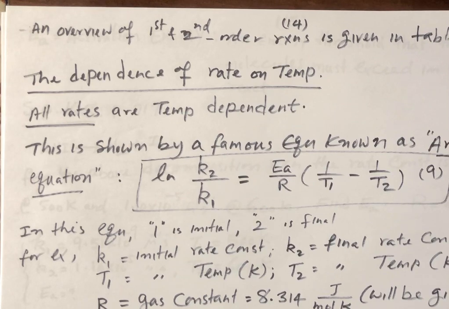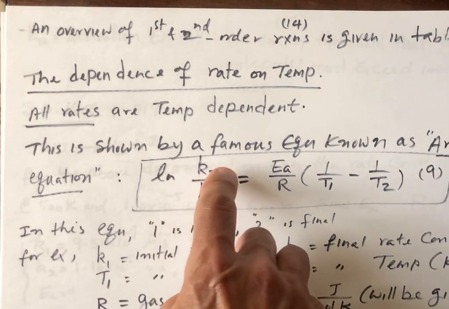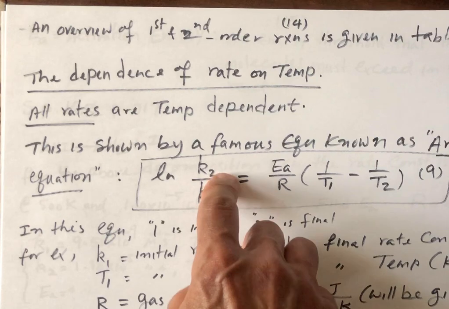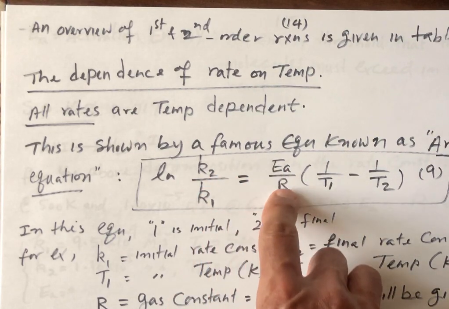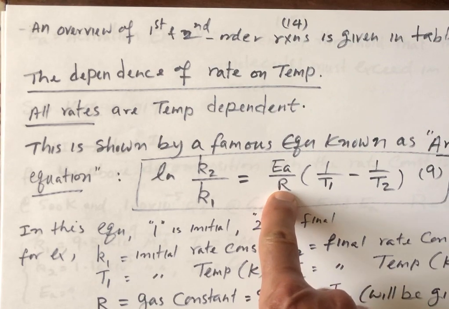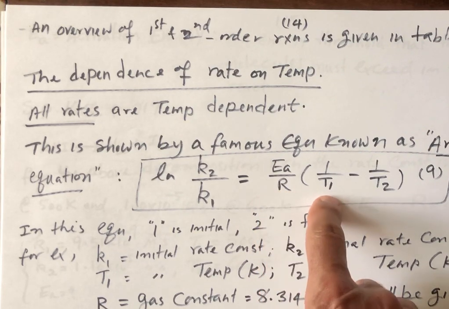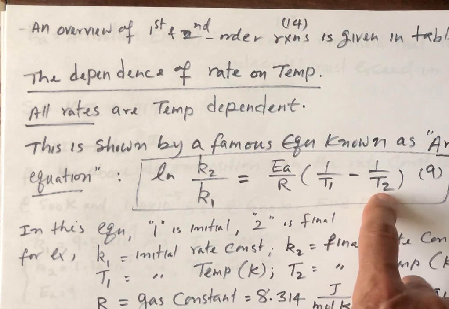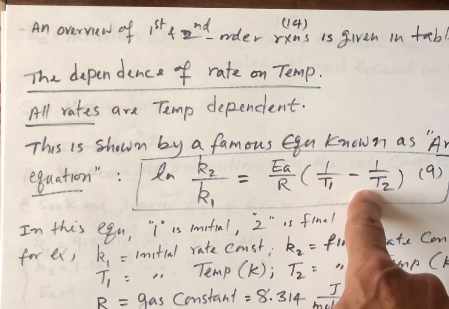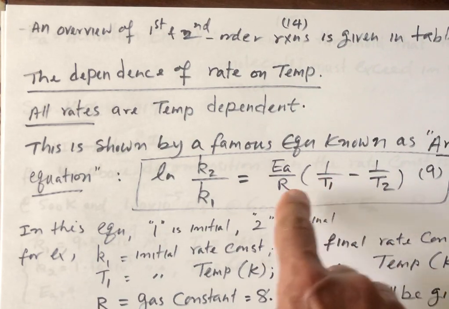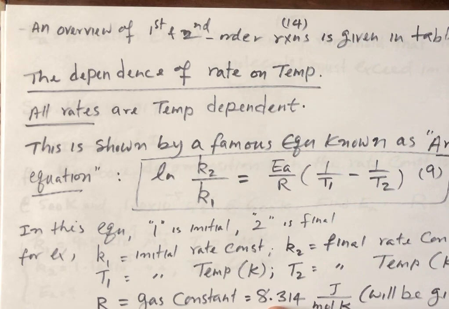Now in this equation we have the natural log of the ratio of two rate constants, equal to EA, which is called the activation energy, divided by R, that's the gas constant. T1 is the initial temperature in Kelvin. T2 is the final temperature, again in Kelvin. So all the temperatures must be expressed in Kelvin in this equation. R is a gas constant. It's 8.314 joules per mole per K. That will be given to you.